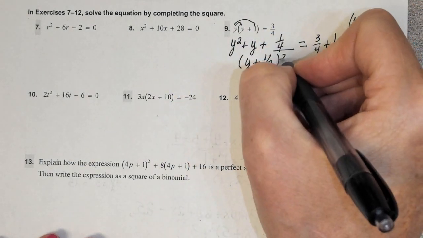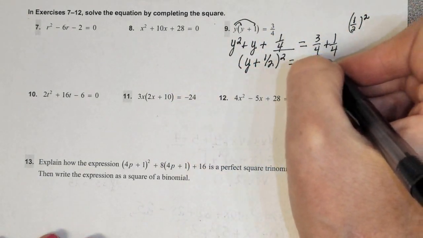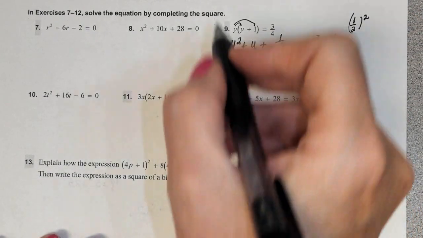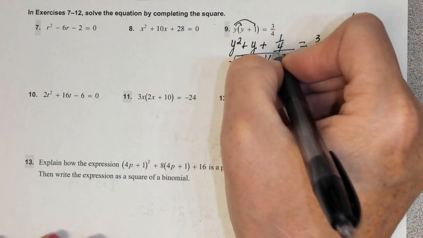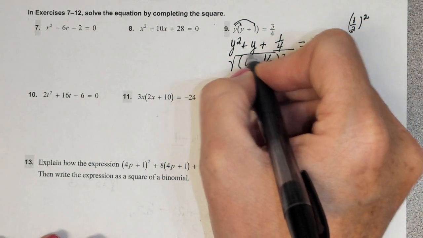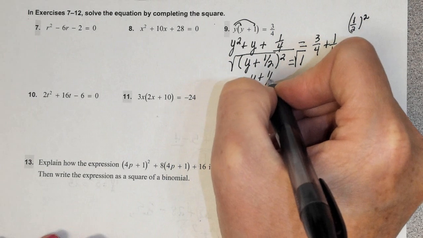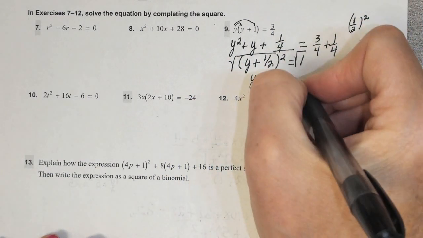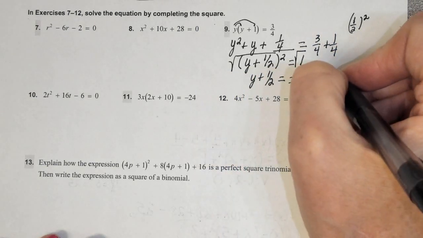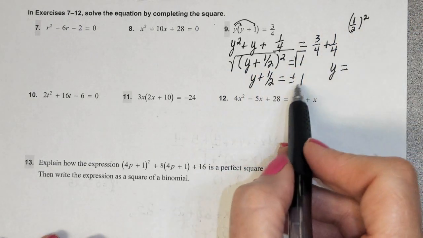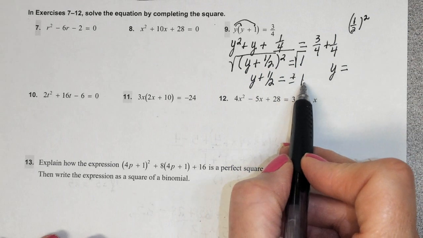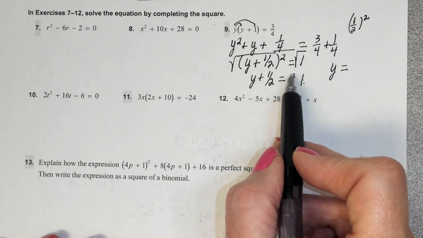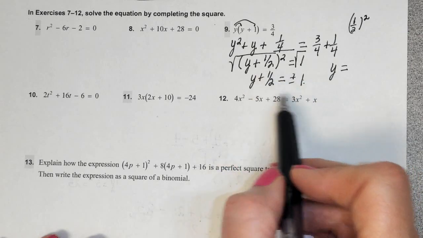So this squared equals, what's this going to be? Just 1. So now what do I do to both sides? Take the square root. So the square root here is going to be just y plus 1/2. What do I put here? Plus or minus 1. So y is going to equal 1 minus 1/2 and negative 1 minus 1/2. Figure out what that would be.